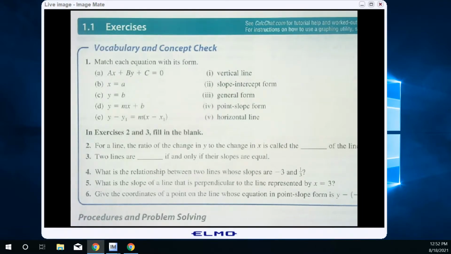Well, the choices are vertical line, slope intercept, general form, point slope, and horizontal. So yeah, general form. General is another name for standard form. And then on x equals a, we've got two possible answers, a vertical line and a horizontal line. So which lines are x equals a number? They are vertical, straight up and down. It is not the x-axis, but it's the line that is vertical.